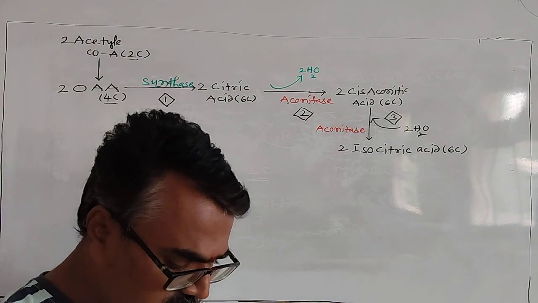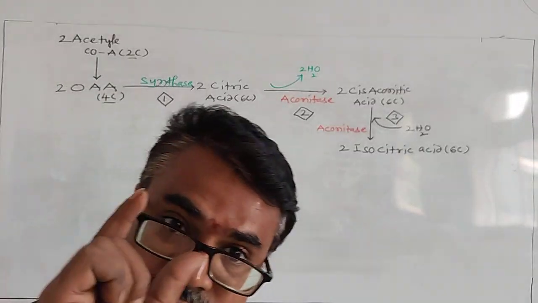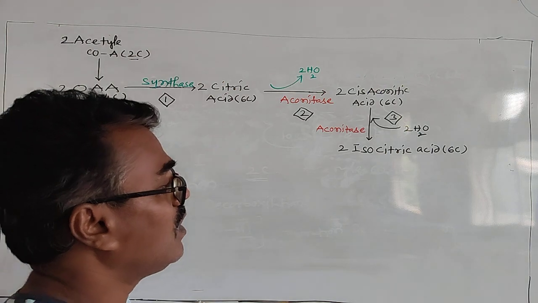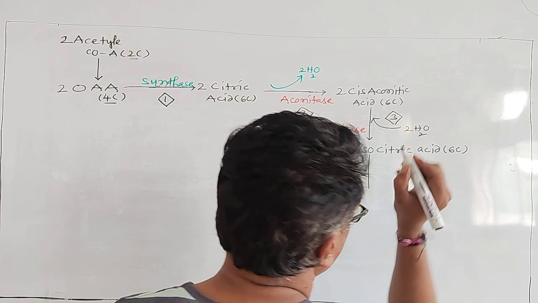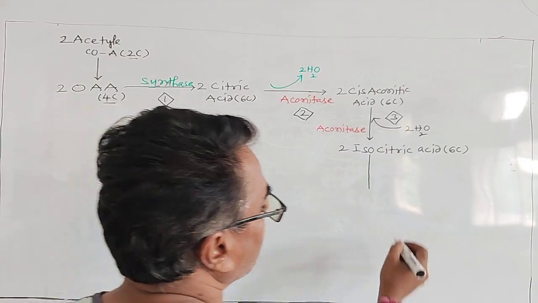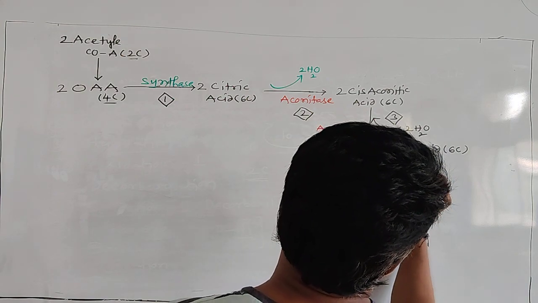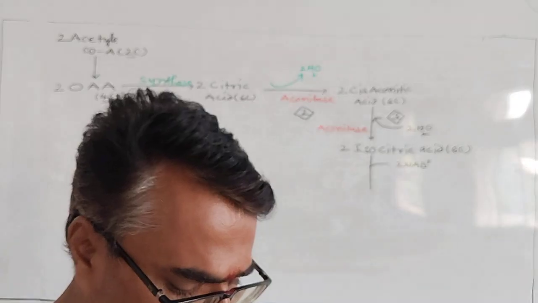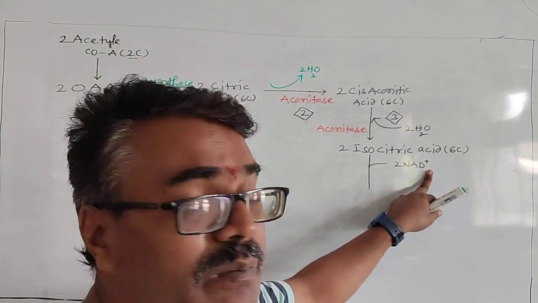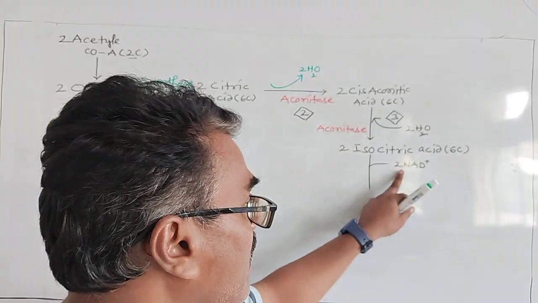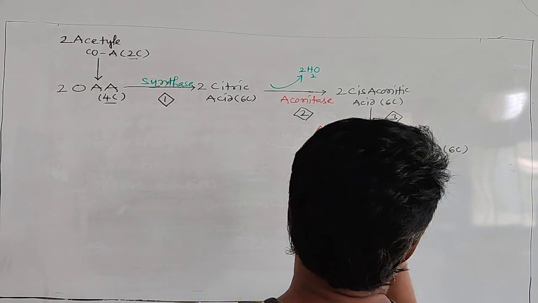Next, the fourth chemical reaction, that is oxidation. These 2 moles of isocitric acid undergo oxidation. It means 2 moles of NAD plus are used. Here NAD means nicotinamide adenine dinucleotide; NADP is nicotinamide adenine dinucleotide phosphate, but here it is NAD. So this is 2 moles of NAD.